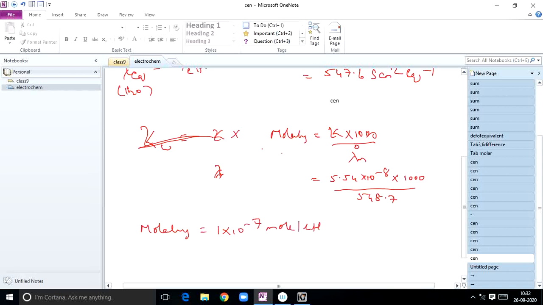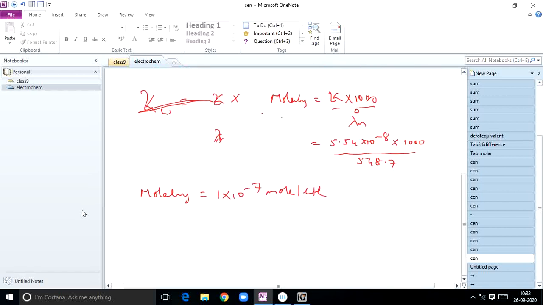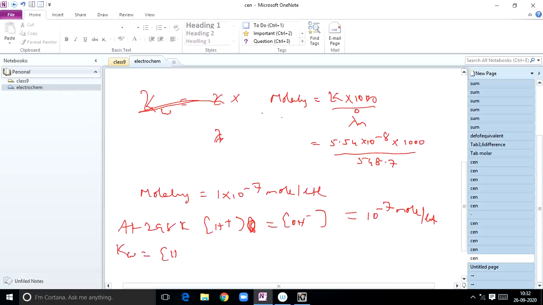Do this one. At 298 Kelvin, H plus ion concentration is equal to OH minus ion concentration is equal to 10 power minus 7 mole per liter. Now ionic product of water definition, Kw is equal to concentration of H plus into concentration of OH minus. So that is 10 power minus 7 into 10 power minus 7, equal to 10 power minus 14 mole square per liter square.